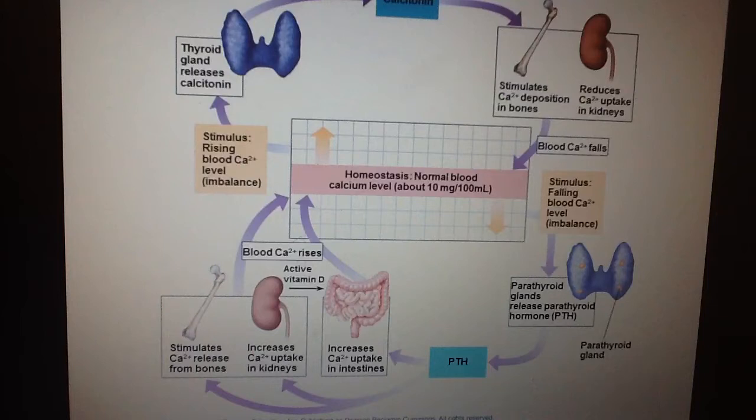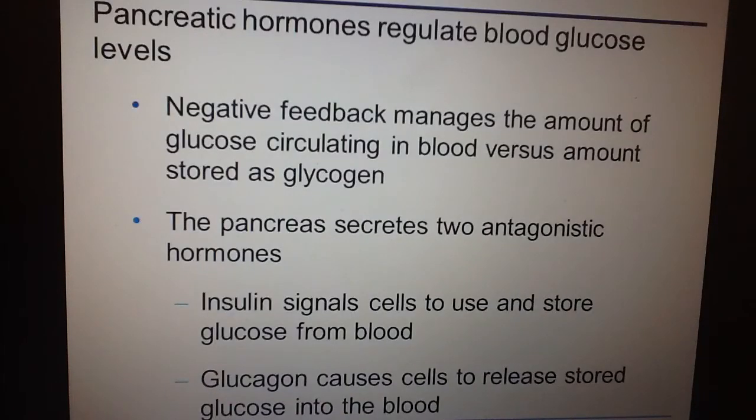We reach normal levels. However, if we fall down too far and we don't have enough calcium, what happens is that the parathyroid releases parathyroid hormone, which then causes our digestive system to absorb more calcium, so we're putting more into our bloodstream. It causes our kidneys to take up more calcium and put it back into our bloodstream, and it tells our bones, hey, stop keeping calcium, instead release the calcium into our blood, and then the blood calcium levels rise back up to homeostasis.